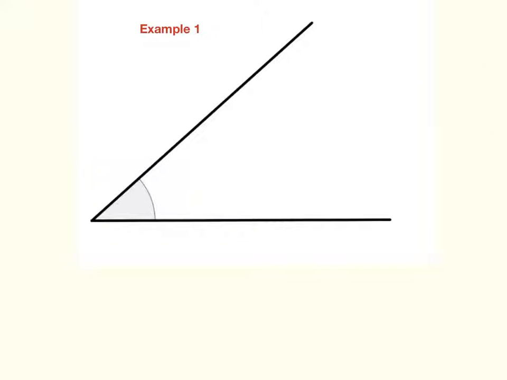Here's our first example. This angle happens to be an acute angle. We know this because the angle measured between the two line segments is less than 90 degrees.